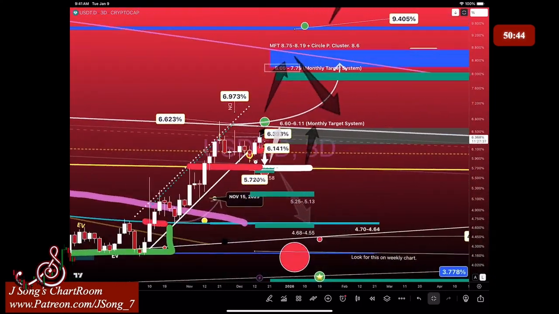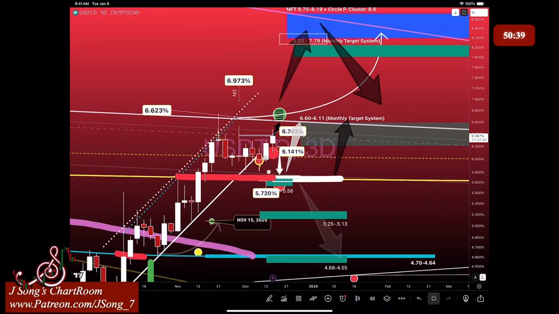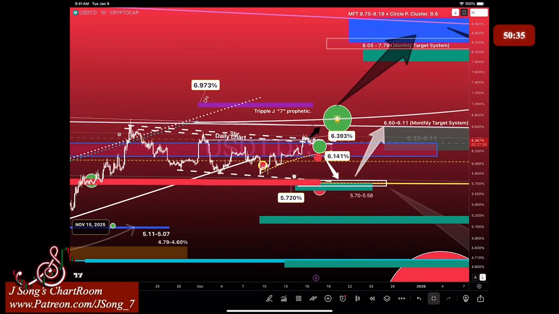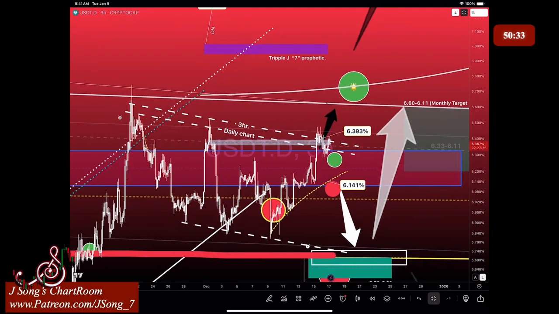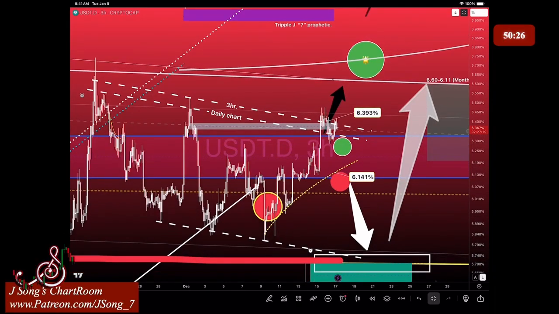Remember the last things I gave you guys about this chart? I didn't trust this breakout. I went all the way down to a 3-hour chart, and I didn't trust this breakout, and this chart was why. I don't trust it just yet. Okay, so this is the update.